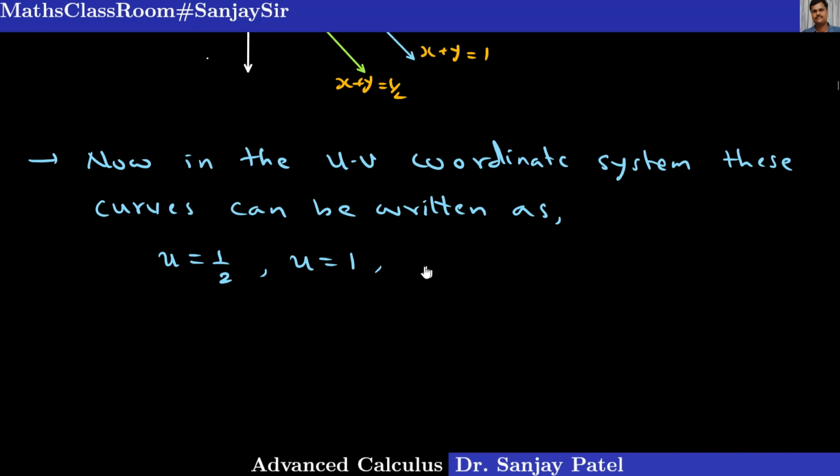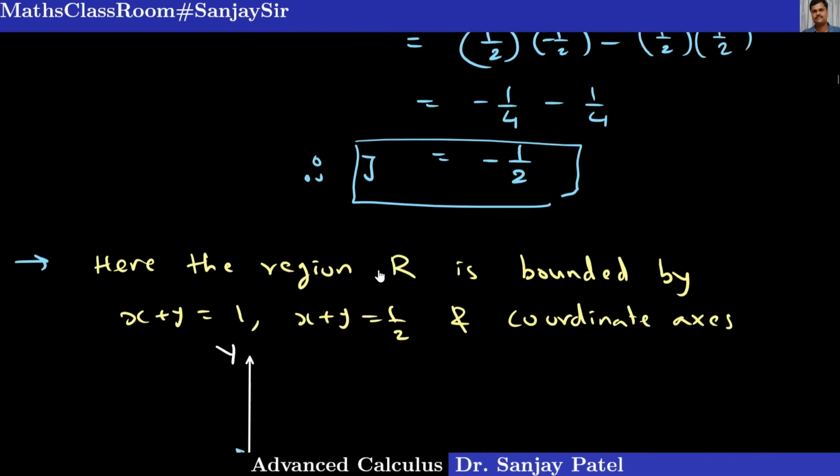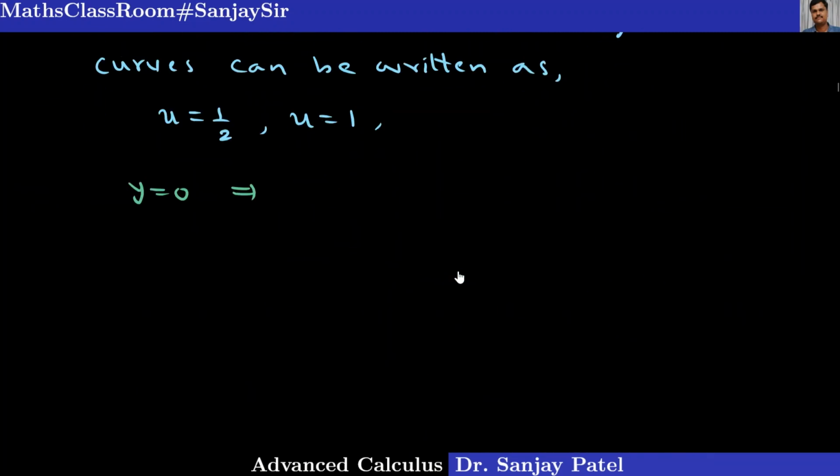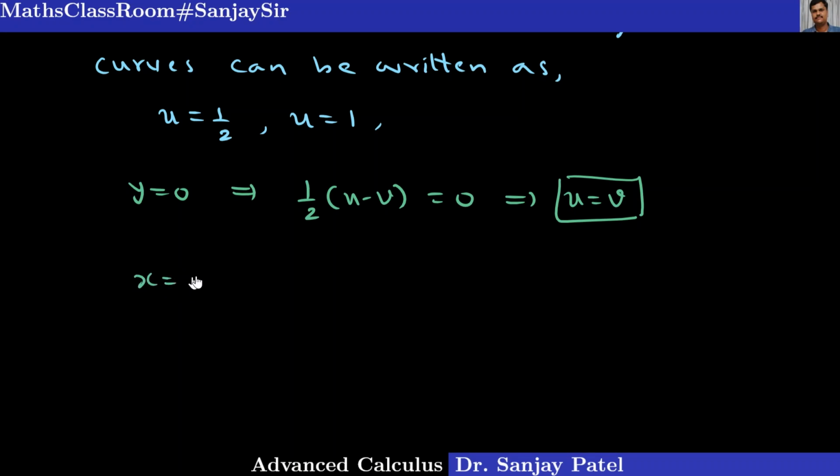Okay. So what is the equation of the x-axis? I can write it like this. The equation of the x-axis is y is equal to 0. But y equal to 0 means, you know what y is. We already obtained the formula for x and y: x is 1/2 times (u plus v) and y is 1/2 times (u minus v). So y is equal to 0 means u minus v equal to 0. So that is 1/2 times (u minus v) equal to 0, and that gives me u is equal to v. Okay. And the equation of the y-axis, that is x equal to 0, is 1/2 times (u plus v) equal to 0. So that gives you u is equal to minus v.